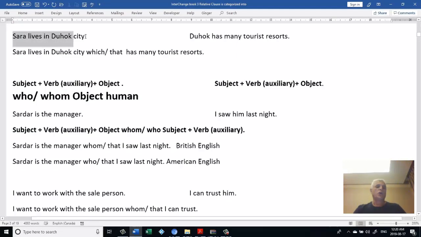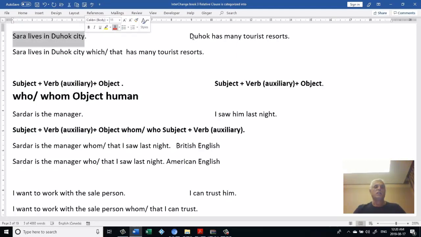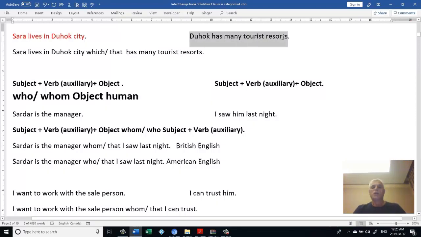Sarah lives in Dog City. That's my first sentence. Second one, Dog City has many tourist resorts. As we said, we look for the common between the two sentences. We have here Dog City. Then the second one we have Dog City has many tourist resorts. The common, here we have as object. Here in the second sentence we have it as the subject. We have to make those two into one sentence. Then we call it relative clauses.